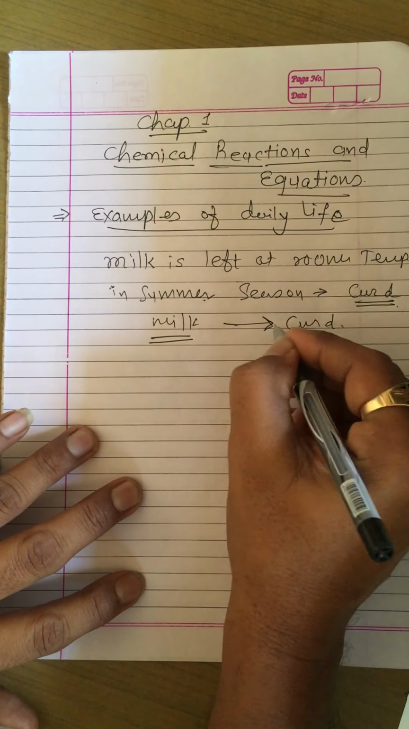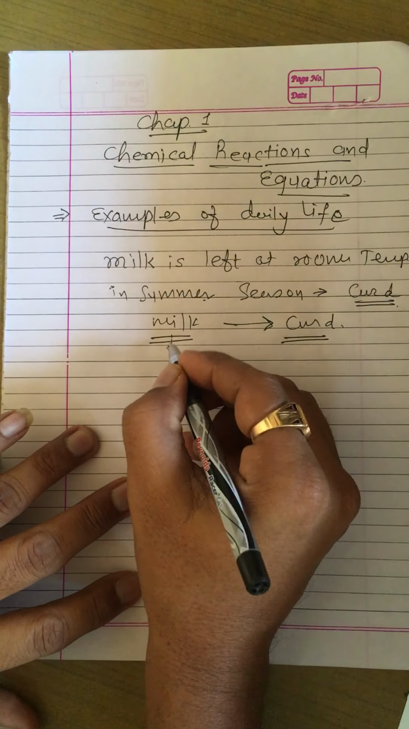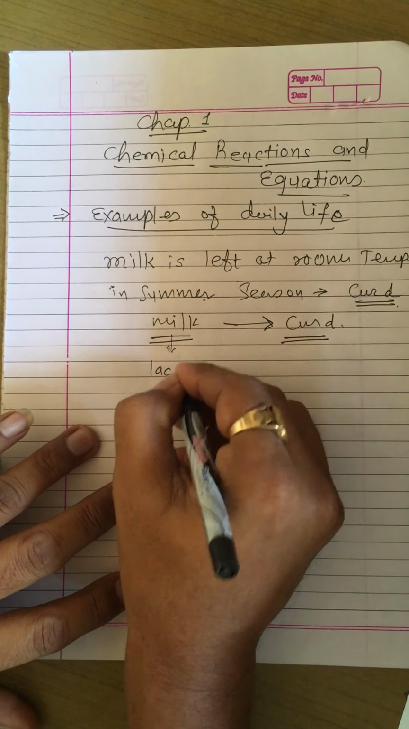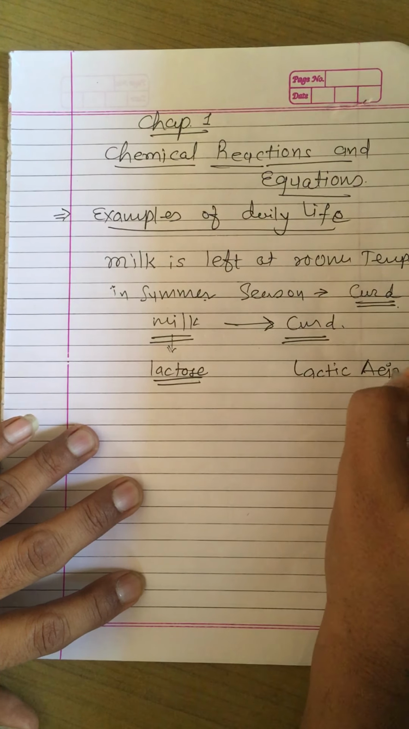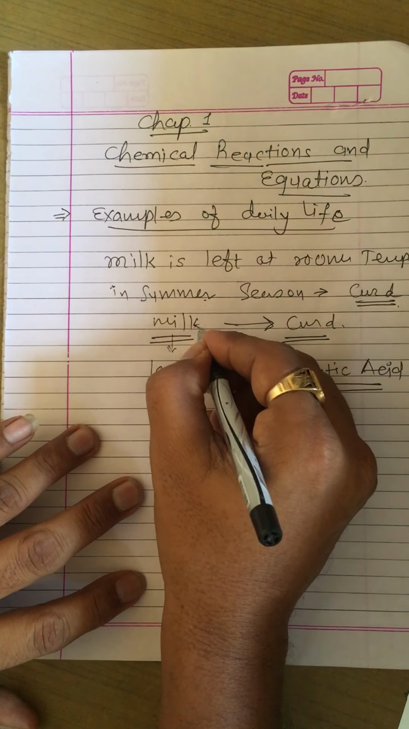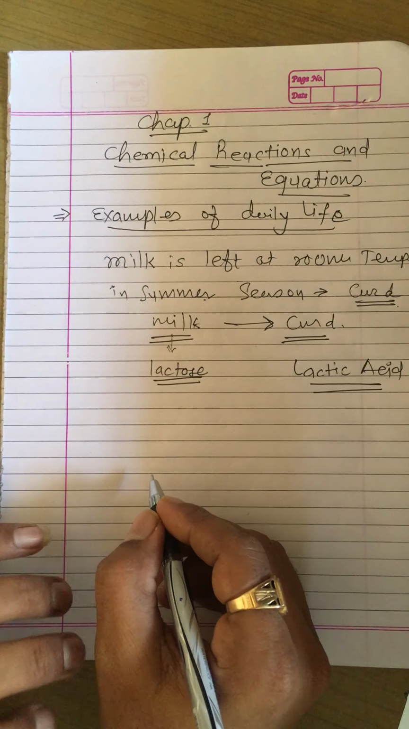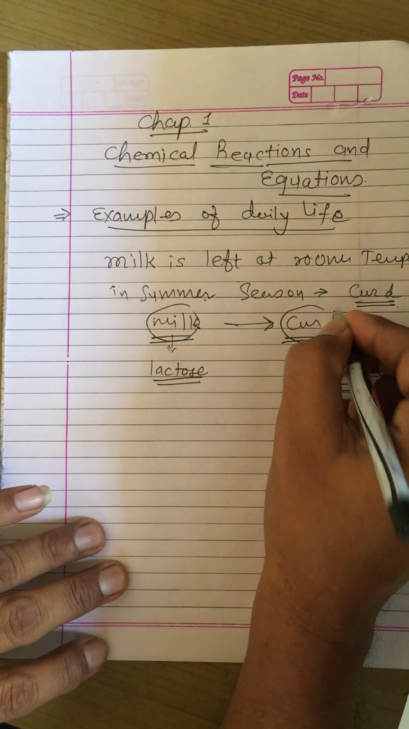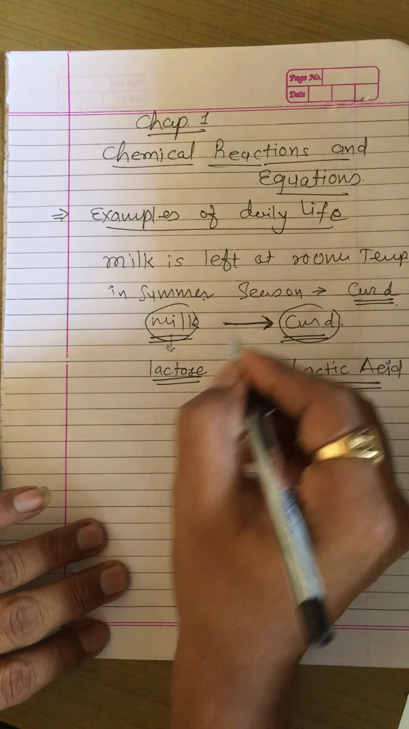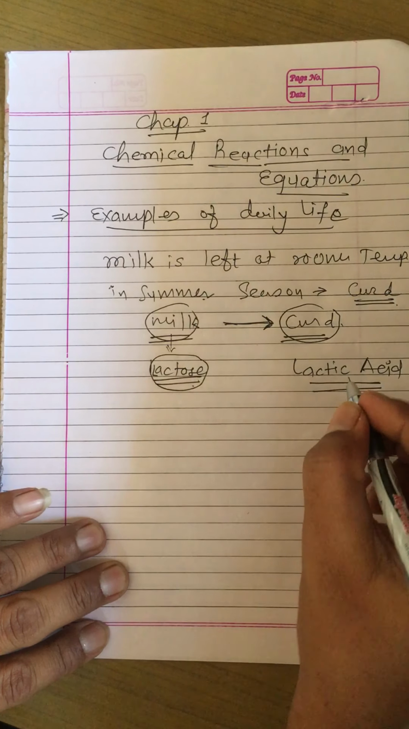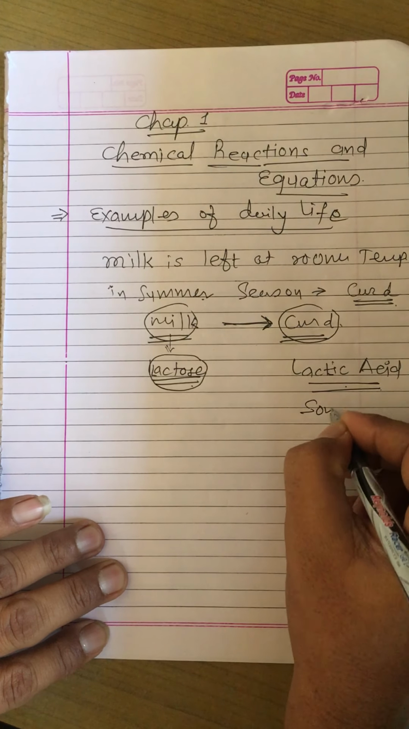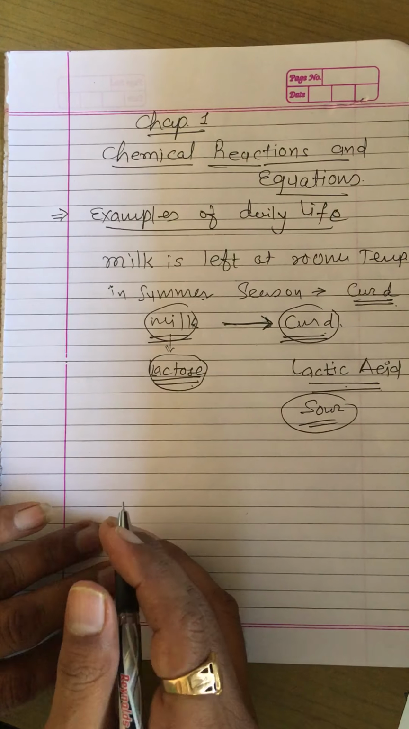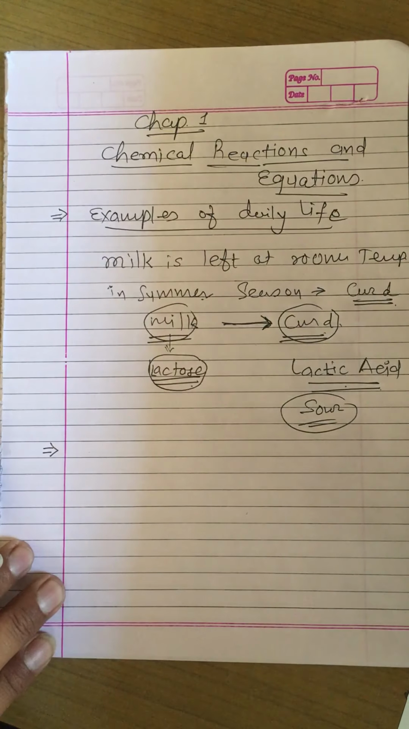But if we think chemically, we can find that in this reaction the lactose sugar of the milk is converted into lactic acid. This is done with the help of lactobacillus bacteria. So milk converted into curd is the normal reaction we see, but chemically lactose sugar is converted into lactic acid. And as you know, acids are sour in taste. That's why the taste of curd is sour. So this is one routine example of chemical reactions in our daily life.